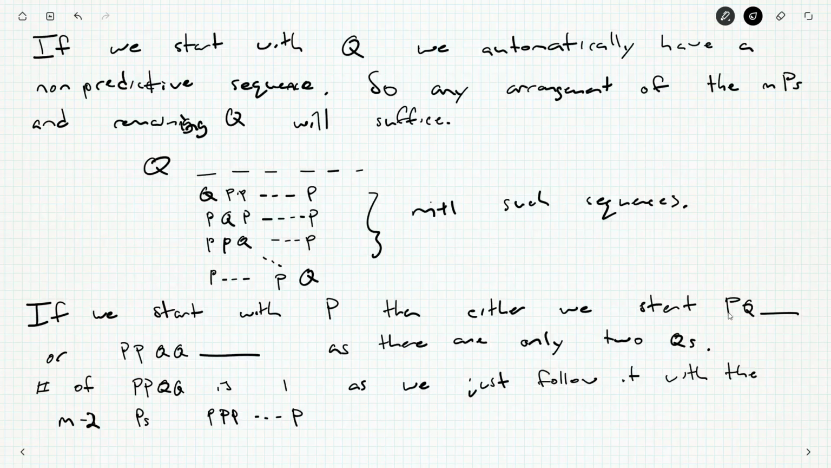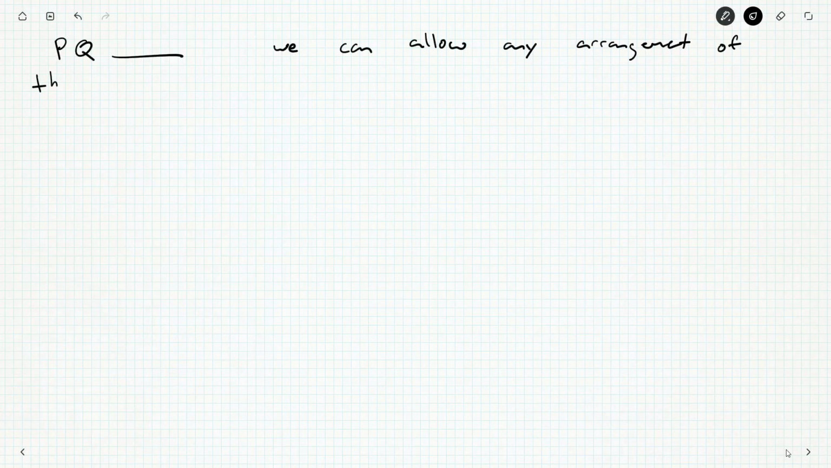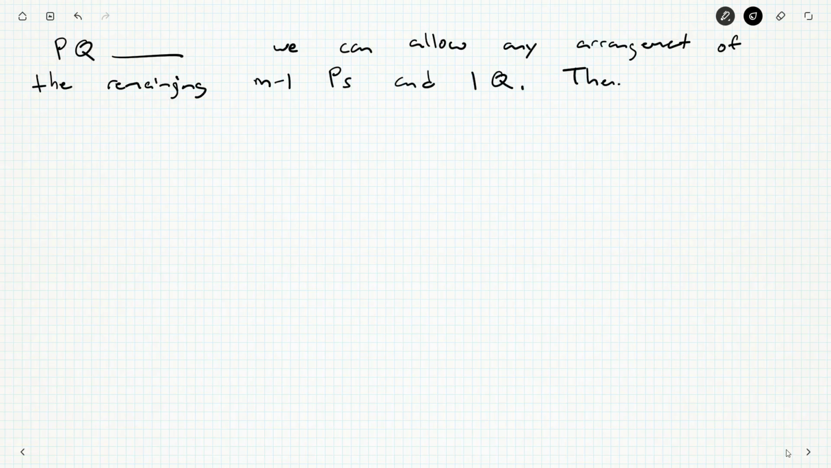Okay. Now if we start PQ, PQ blah, we can allow any arrangement of the remaining, hey, I think I wrote this, and I also made that same typo, but of the remaining m minus 1 P's and 1 Q. There are m ways to do this, and you could probably draw them out again just like we did with the m plus 1 ways to do it, but I'd say you do it once, you're fine.